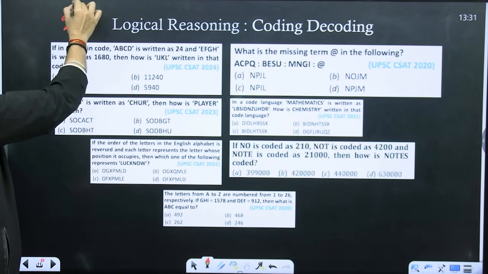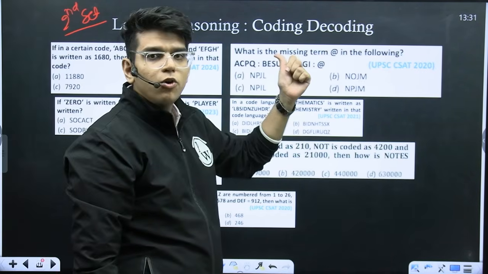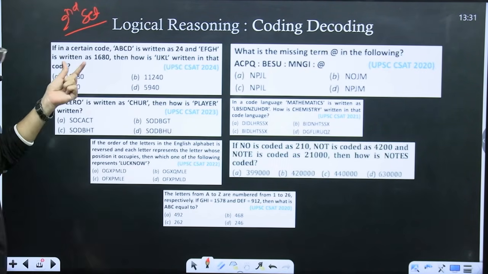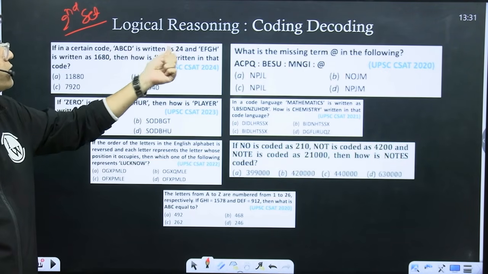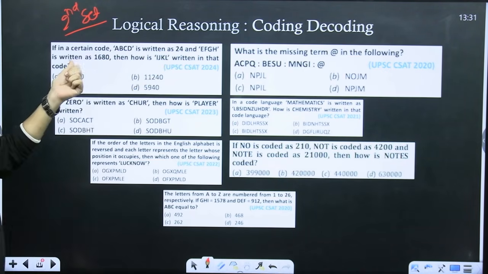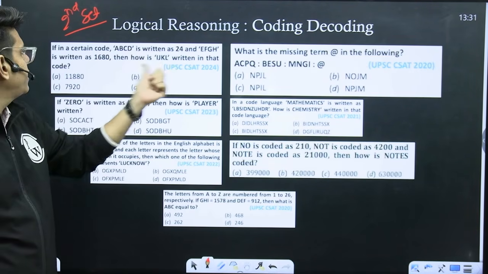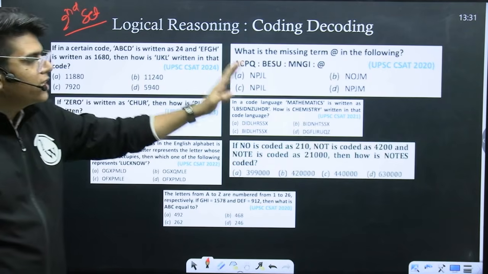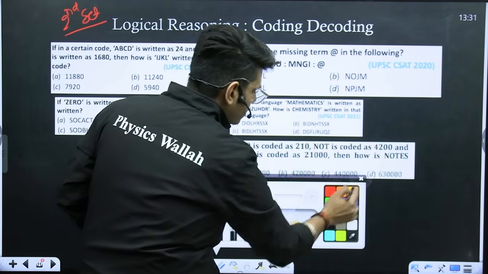This is our second set of very important questions and these are from coding and decoding. What are these types of questions? Every year they will give you code for some alphabets. Suppose ABCD is coded as 24, EFGS is coded as 61680. They will ask you IJKL is written as what code?